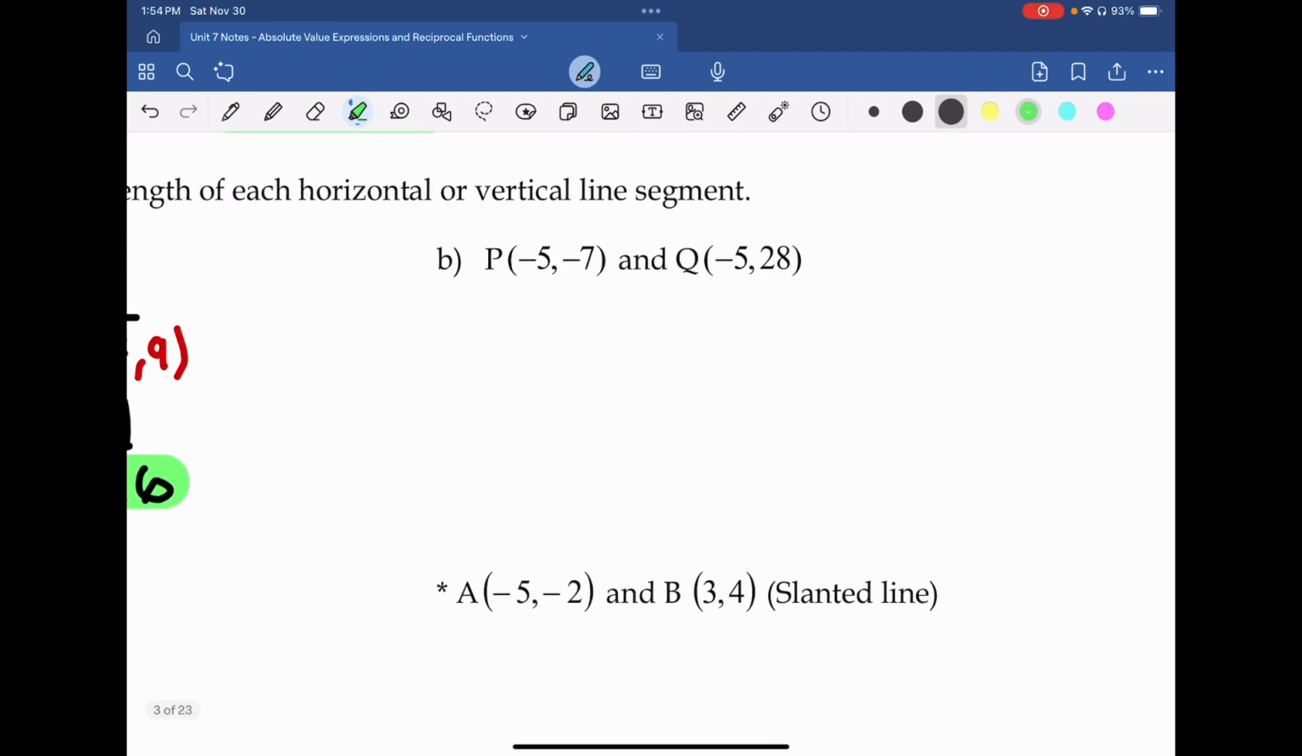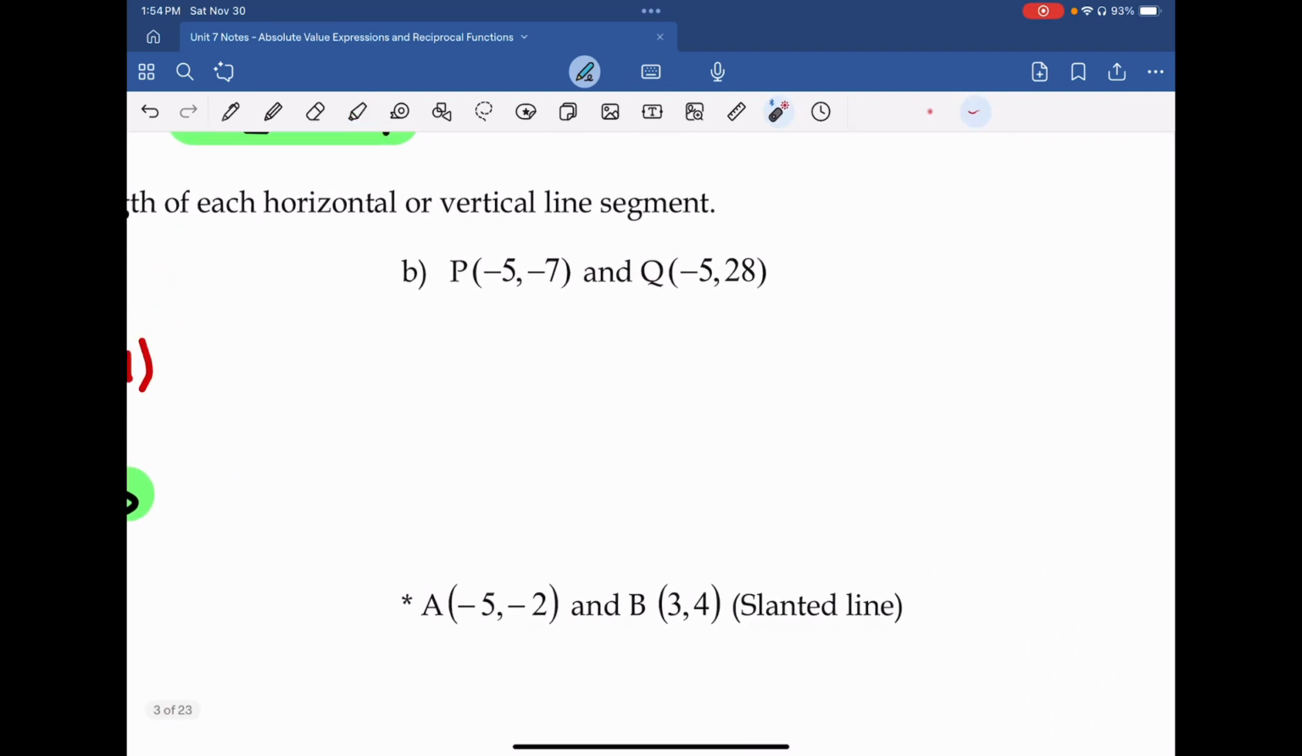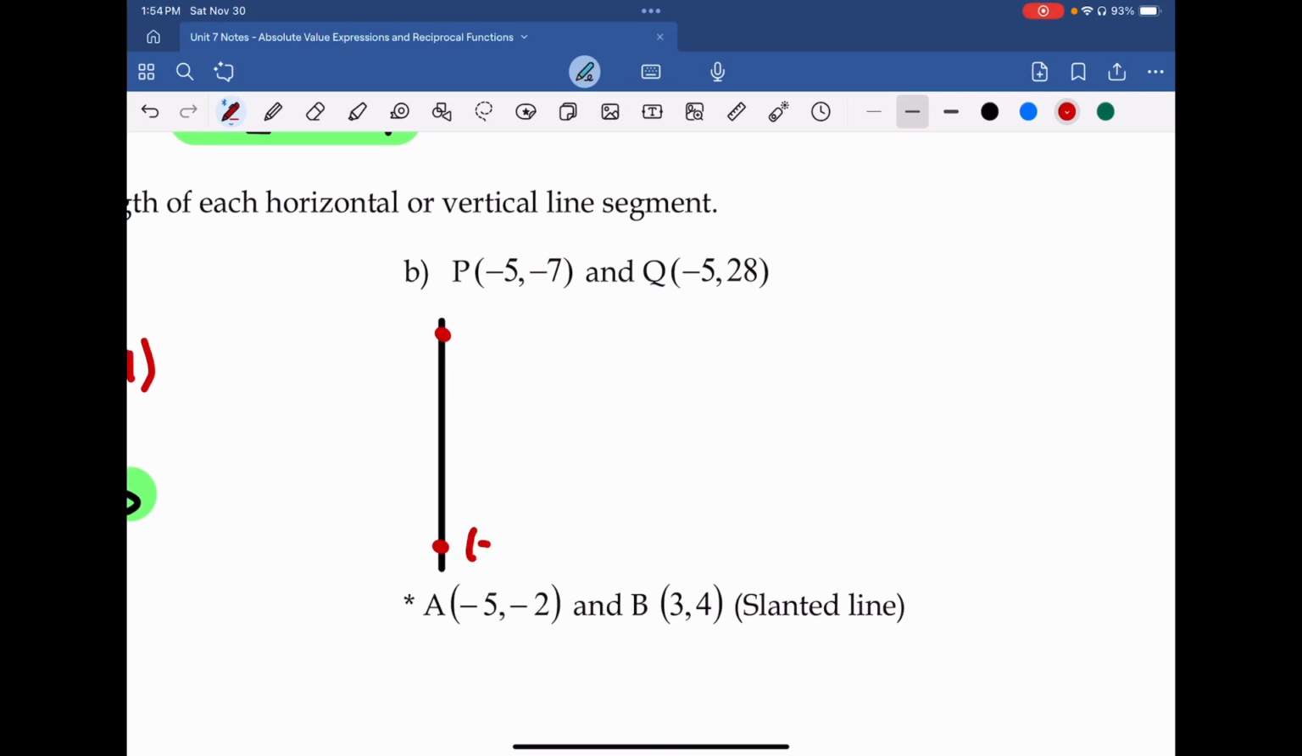Okay, let's go over to part B. Now, same idea, we want to look at the points, and if the x values are the same, this means we actually have a vertical line, and here's what the vertical line would look like. I would have one point maybe somewhere up here, one point down below, somewhere about here. Let's make sure we label these in. I'm going to have my lower point, which is -5, -7 down here. I'm going to have my other point, which was -5 and +28, because it's higher on the y-axis.